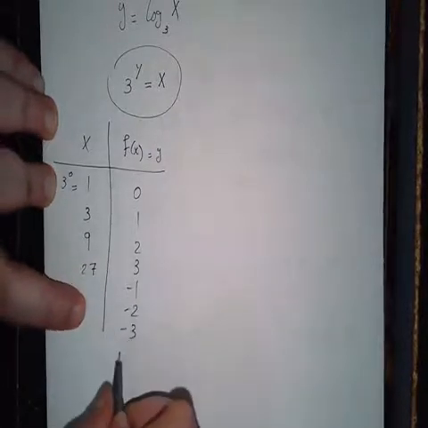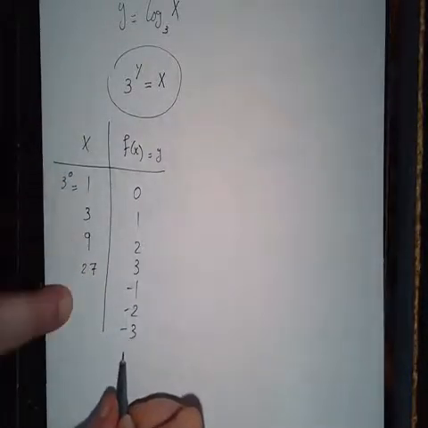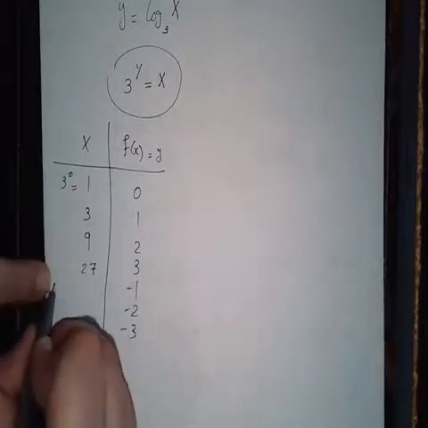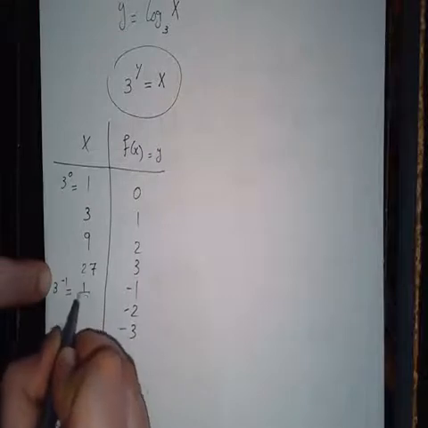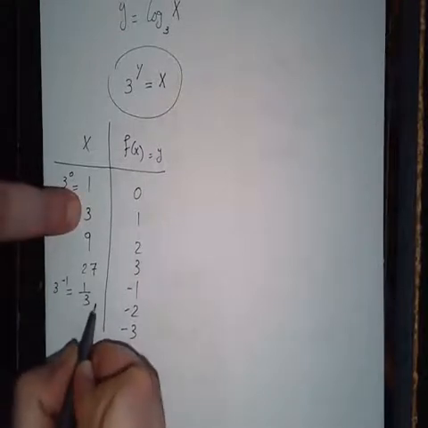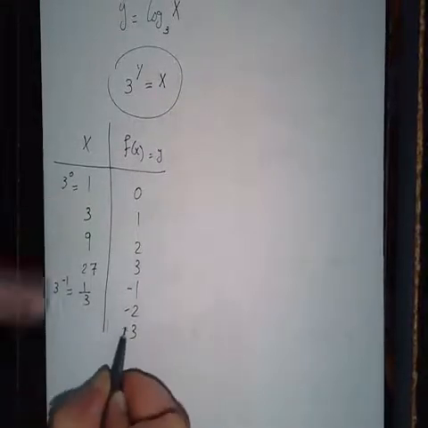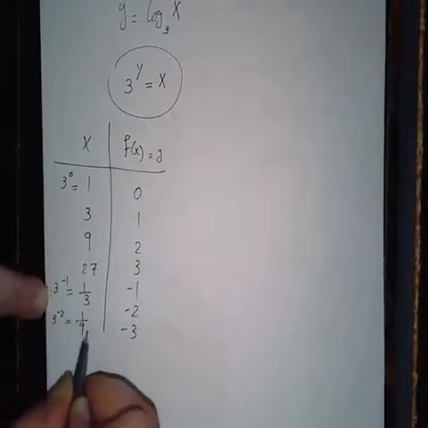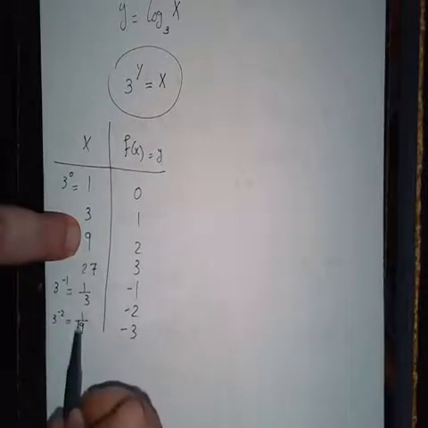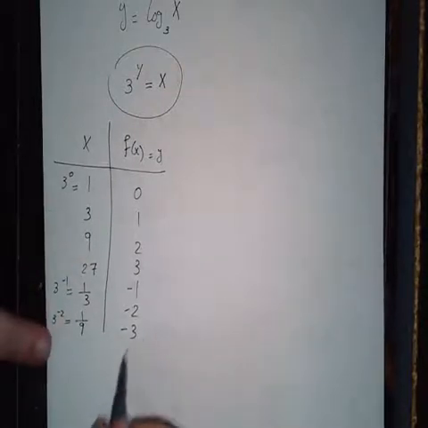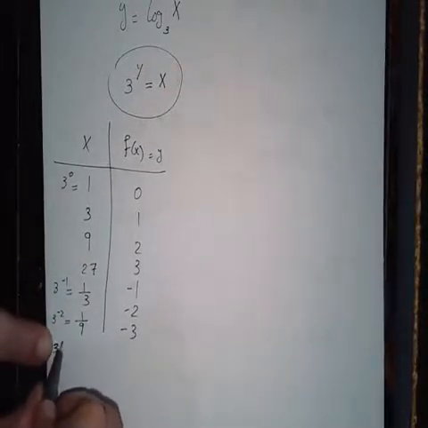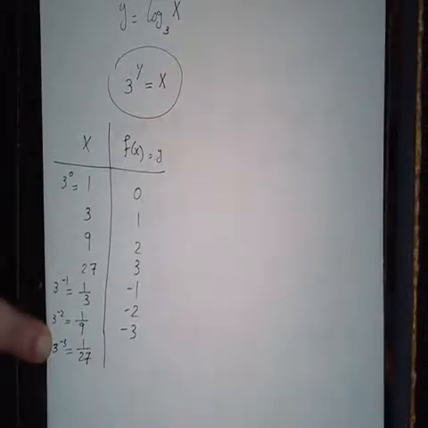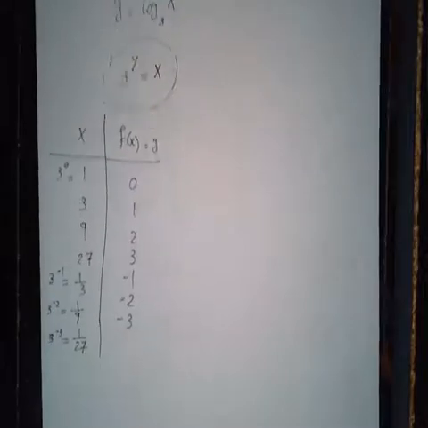Now, when it comes to the negatives, the answers are going to match these. They're just going to be in the denominator, right? So 3 to the -1 is 1 over 3. So 3 is just in the denominator. 3 to the -2, 1 over 9. Just like the 2 over here, it was 9, just in the denominator. And 3 to the -3 is going to be 1 over 27. So these are my points.